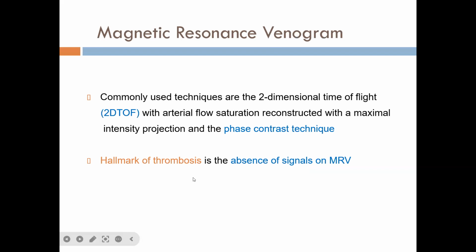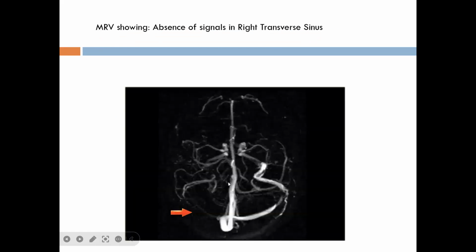So MR venogram is also helpful in the diagnosis of cortical venous thrombosis, but it is not superior to the CT venogram. Without using contrast also, we can do the MR venogram, that is, 2-dimensional or 3-dimensional time of flight images we can use, and we can diagnose the cortical vein thrombosis. Hallmark of thrombosis is absence of signal on the venous tree. Okay, next slide. This is a venous tree.